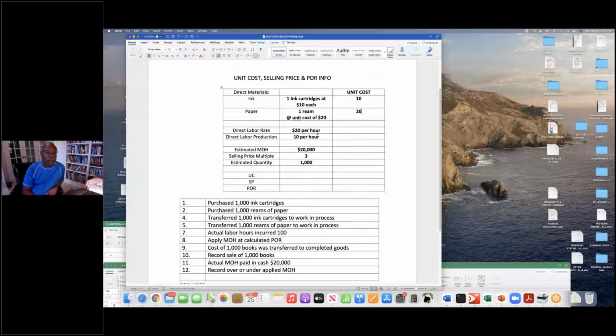Now we've got to get our labor in. It says we pay the workers $20 an hour, and they make 10 books an hour. So if they can make 10 books in an hour, what's the cost for each book? That is, if you pay $20 for 10 books, how much would each book cost you? We paid $20. We got 10 books. How much did each book cost us?